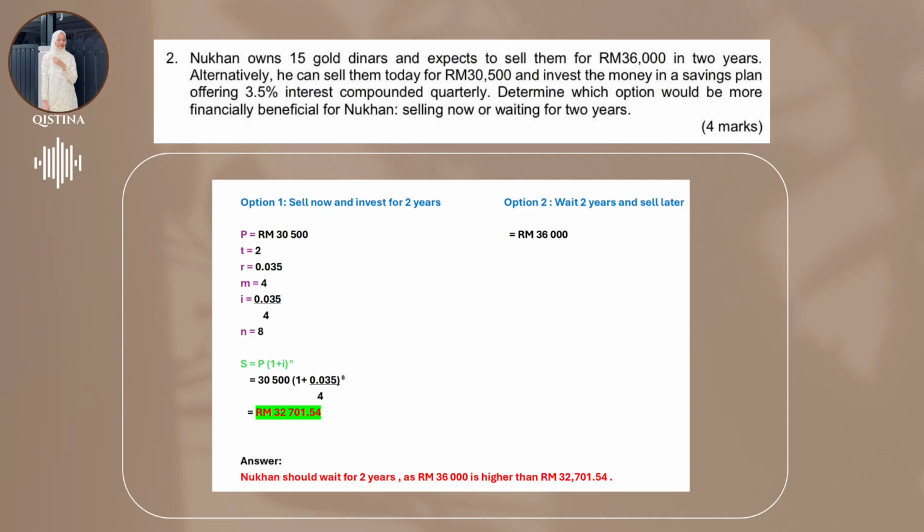And for option 2, wait 2 years and sell later. If Nokhan decides to wait, he will receive 36,000 ringgit in 2 years. So the comparison: when I compare both results, 36,000 ringgit is clearly higher than 32,701 ringgit and 54 cents. So the answer is Nokhan should wait for 2 years as RM 36,000 is higher than RM 32,701 and 54 cents.